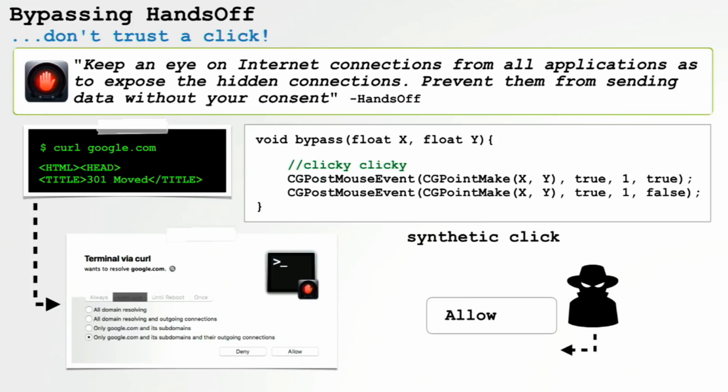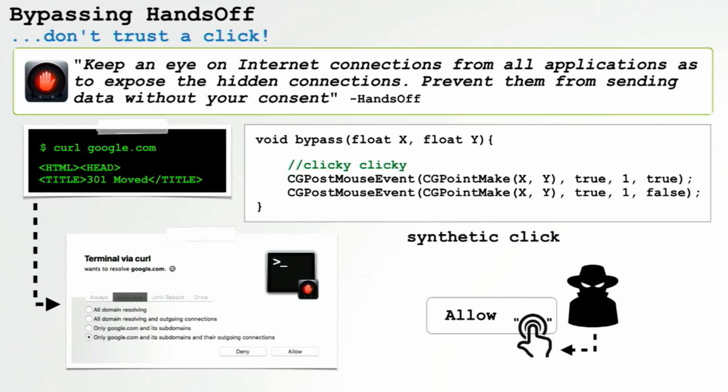Another popular Mac firewall product is called hands-off. And it turns out we can fairly easily bypass it via synthetic or programmatically generated clicks. So say, for example, we want to execute curl. Curl is used a lot by malware to download other components, maybe a second stage implant, et cetera. So if we execute this, the firewall will detect that curl is generating an outgoing connection, which is good.